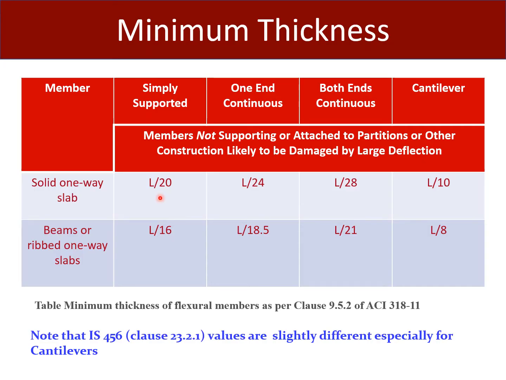The minimum thickness of solid one-way slabs: simply supported, one end continuous, both ends continuous, and cantilevers, for members not supporting or attached to partitions or other construction likely to be damaged by large deflections. L by 20 for simply supported, L by 24 for one end continuous, L by 28 for both ends continuous, and L by 10 for cantilevers. The same classification can be followed for beams or ribbed slab systems. This is as per IS 456 clause 23.2.1.